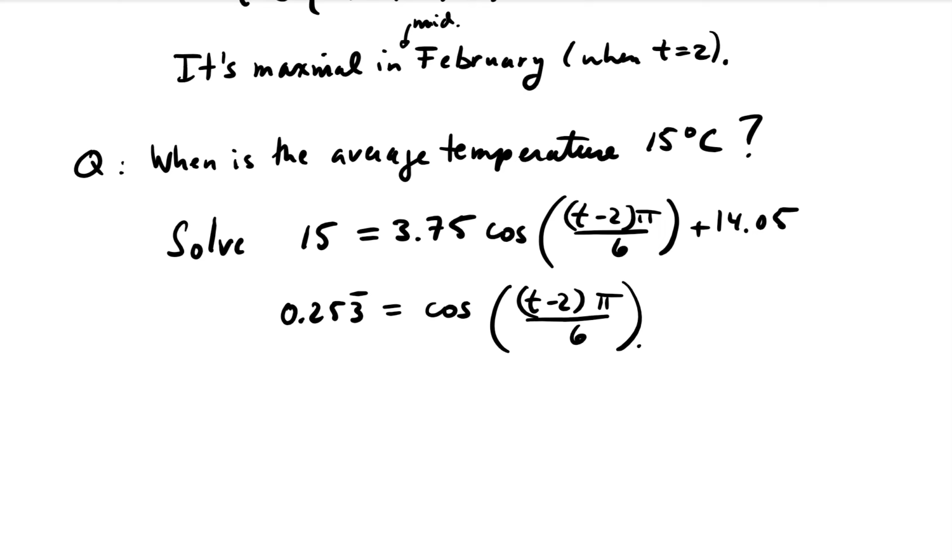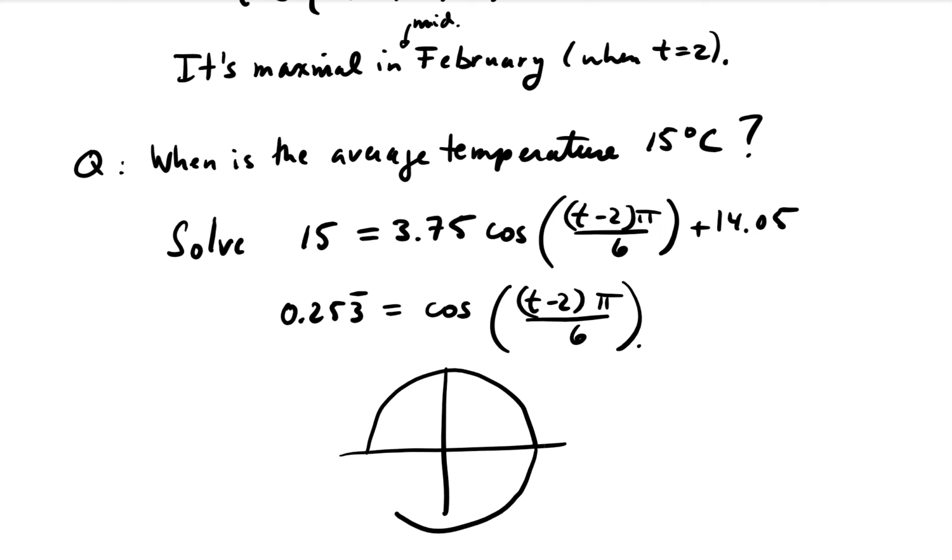Okay. Now, let's look at the trig circle. So there are two places where the cosine is 0.253 repeated. So the cosine is the x coordinate, so it would be somewhere here. So that's a possible angle. But there's also this one, with this point. These two points have the same x coordinate. Okay, so there are two angles. There's this one and this one.